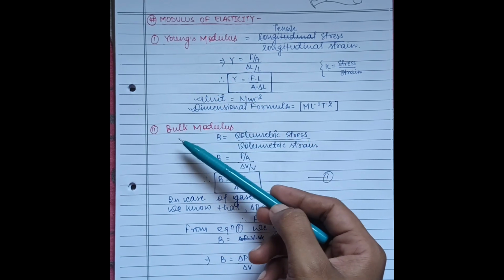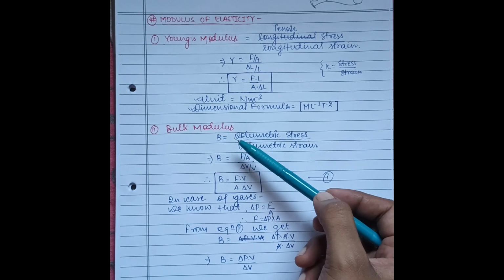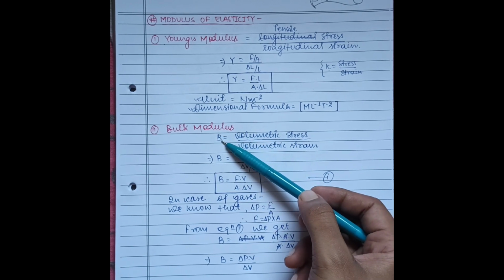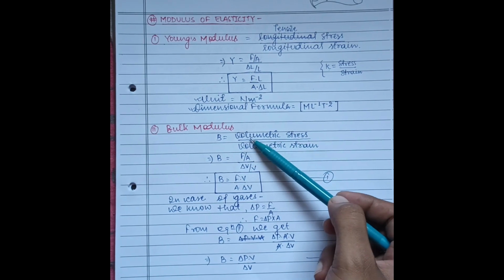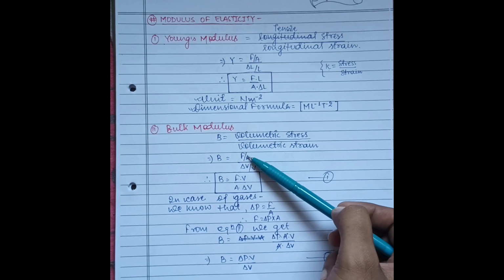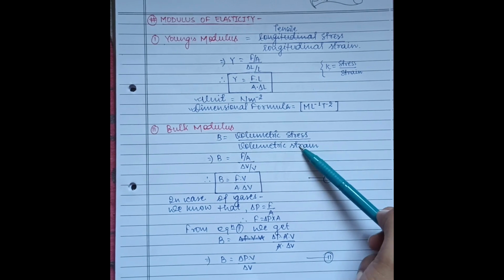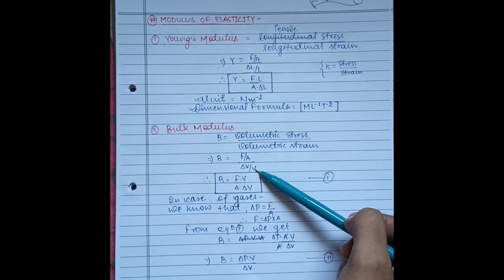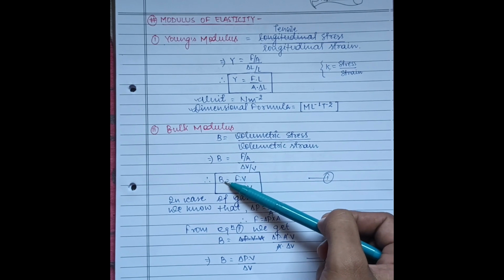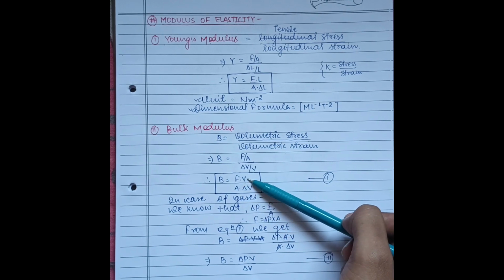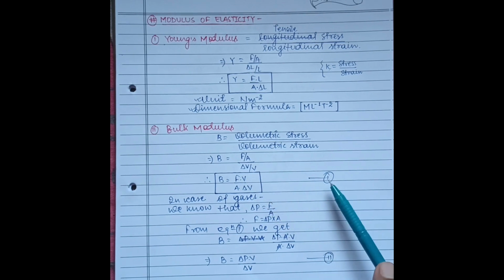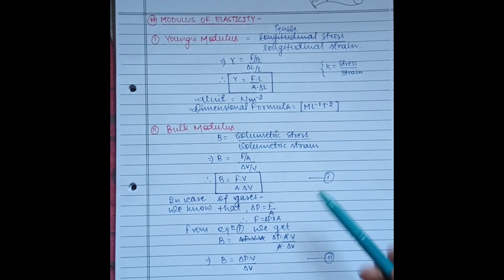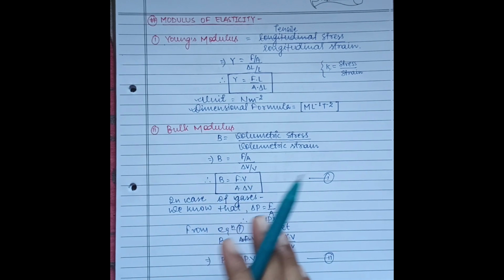The next part is bulk modulus. Bulk modulus is, again a modulus of elasticity, the volumetric stress upon volumetric strain. The stress is the restoring force acting per unit area divided by volumetric strain, that is, change in volume divided by the original volume. Finally, after simplifying, bulk modulus is equal to force multiplied by volume divided by area into change in volume. Let us consider this equation 1, and now let us see the case of gas.